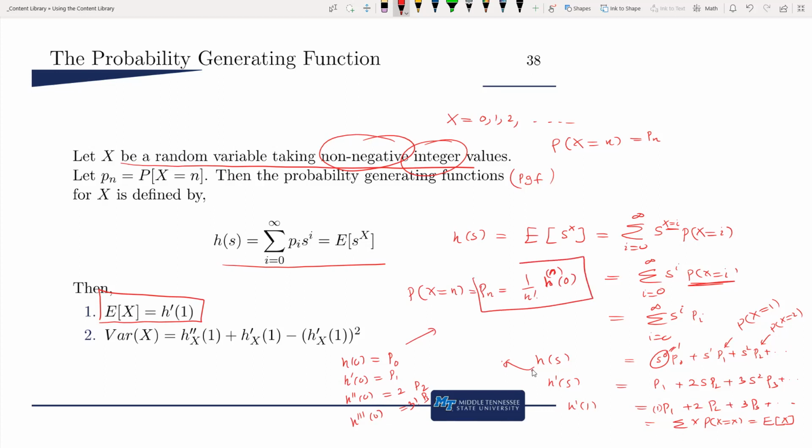This one is very useful, because if you know the probability generating function, then you can get the probabilities, and then you can get the expected value, and you can also prove the variance is going to be like this one. So knowing the probability generating function is very useful to get all these other quantities.